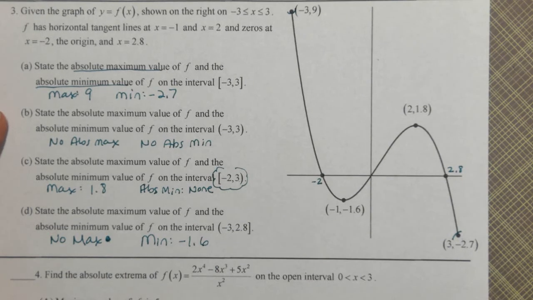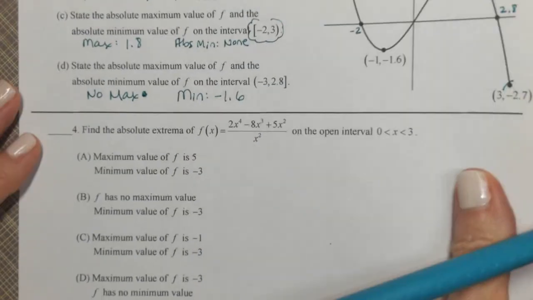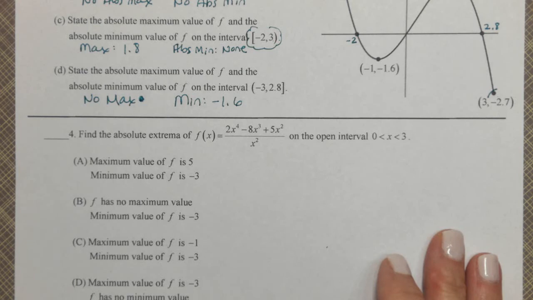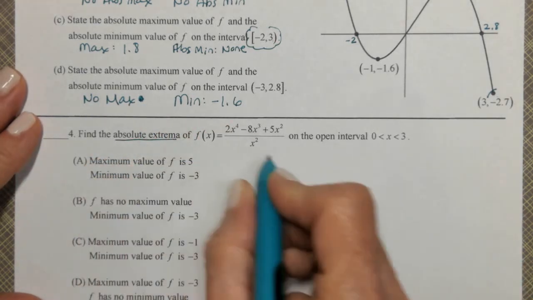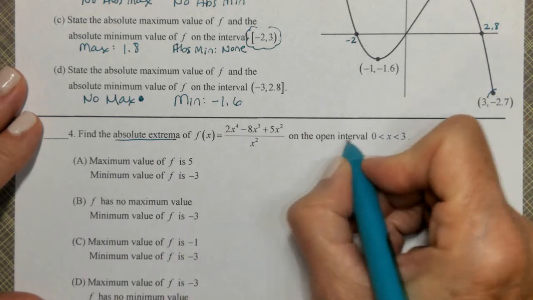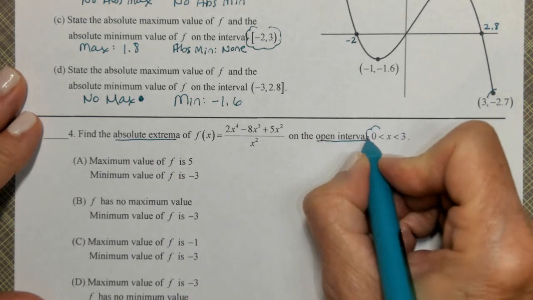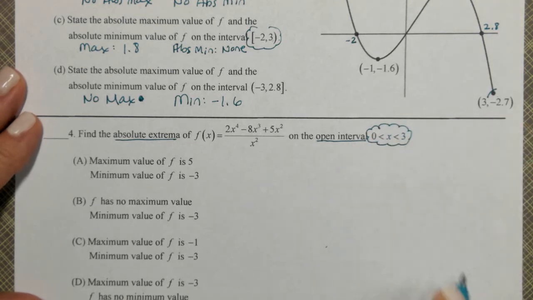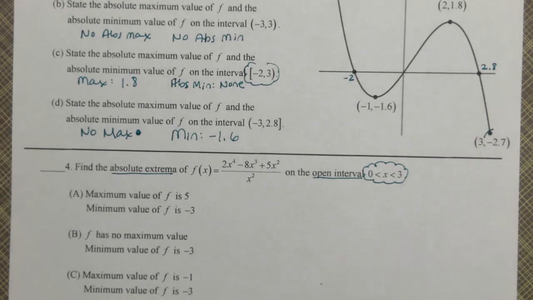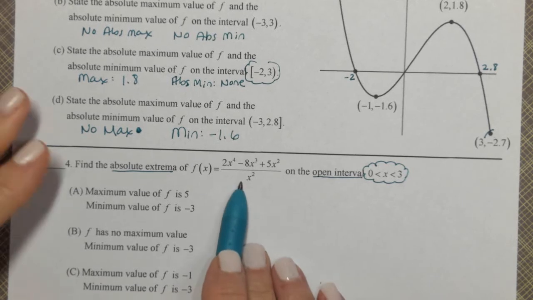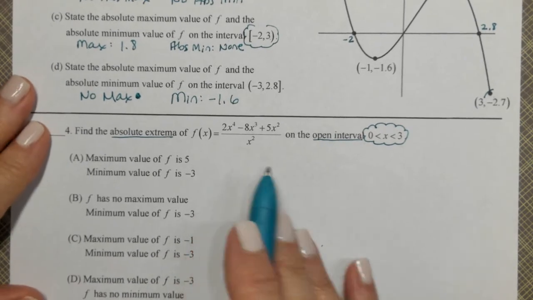Okay, so that's how it works if it's not a closed interval. One more example here. Let us find the absolute extrema, that means both, of this function on this open interval 0 to 3. It's easy to examine these when you're looking at the graph. It's not as easy to examine them if you're given the function. So let's take a look at this.